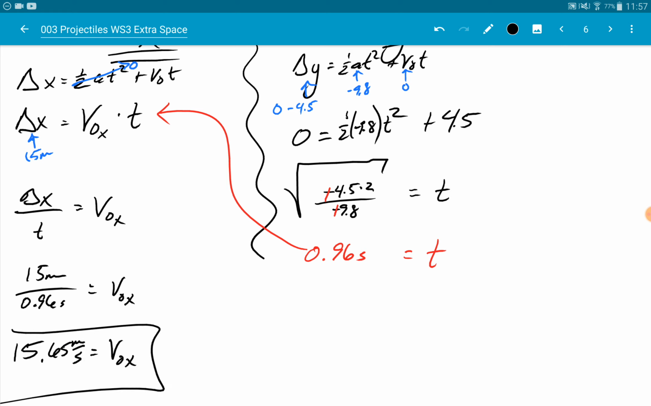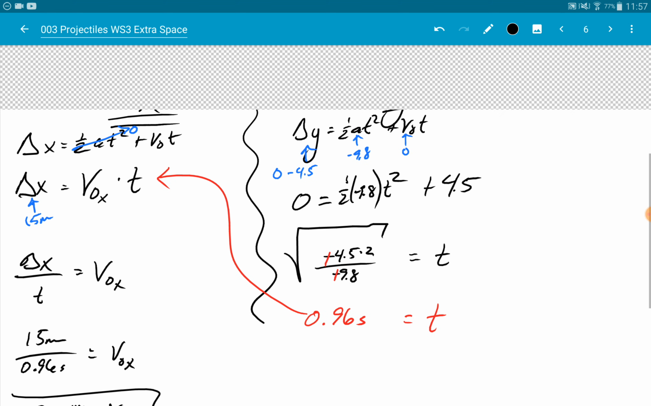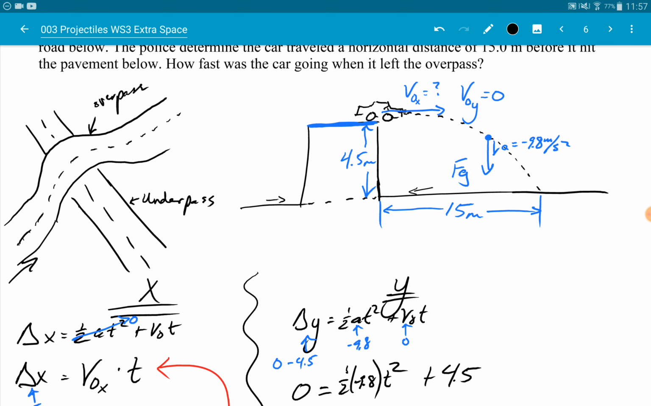Chunk. That's how fast I was going. Anything else? I don't think so. I think that was it.